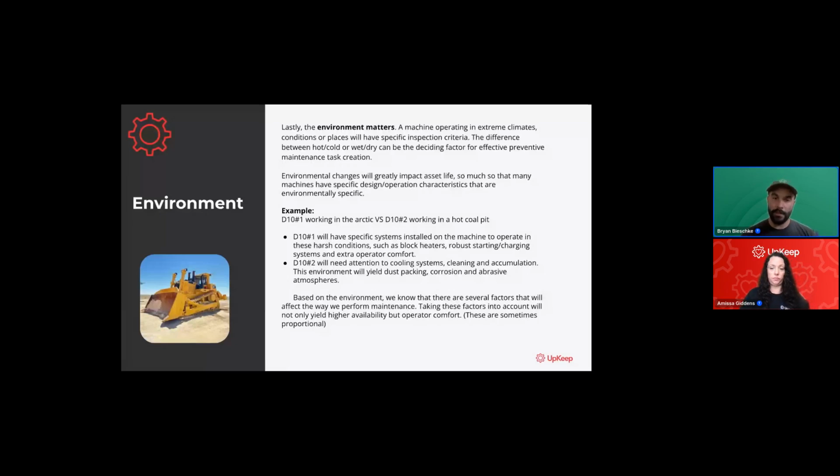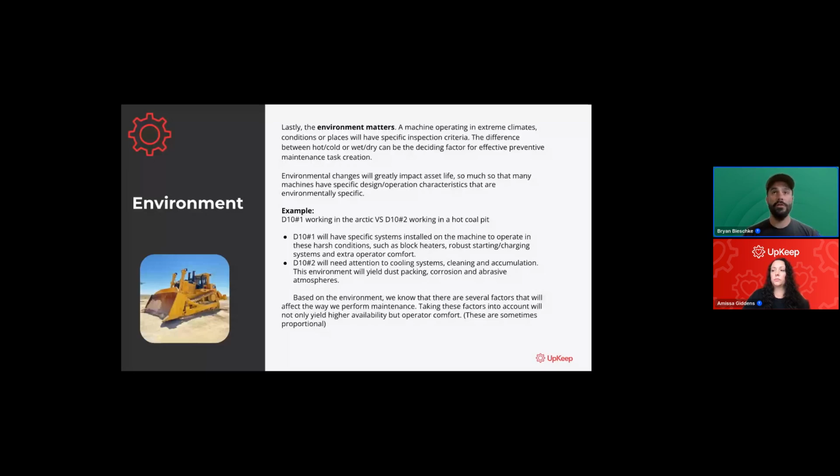And here's my last D10 example: D10 number 1 working in the Arctic versus a D10 working in a hot coal pit or maybe a slag pit out of a mill. D10 number 1 will have specific systems installed on the machine to operate in these harsh conditions, such as block heaters, robust starting and charging systems, and extra operator comfort. Those are additional accessories or machine applications that need to be addressed. If we've got a guy in the Arctic, we need to make sure his climate control systems are working properly, so that's going to be a prioritized task on the list.